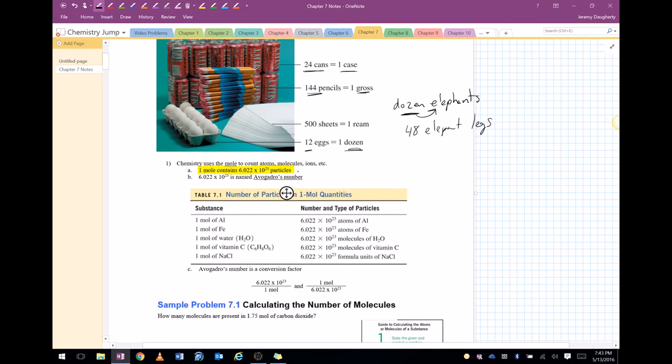Now, particles is a very generic term, and if you don't know if it's a molecule or an ion or an atom, it's safe to just say particle, because that's sort of a catch-all. Don't lean on it too heavy, but that's what you can do.